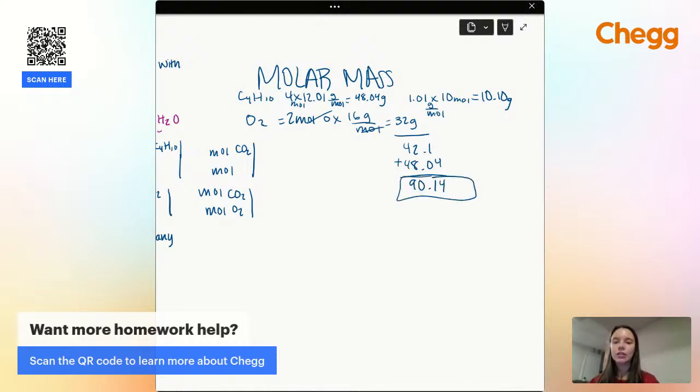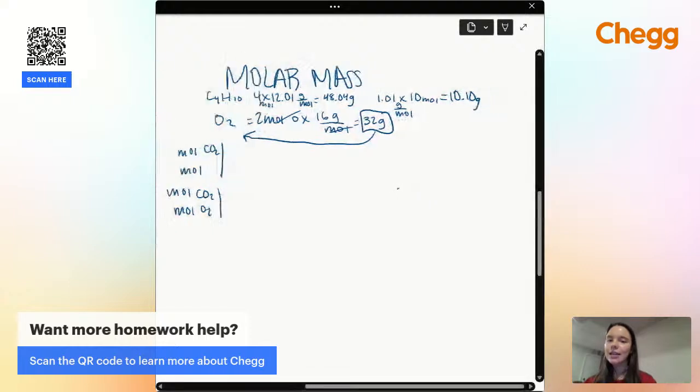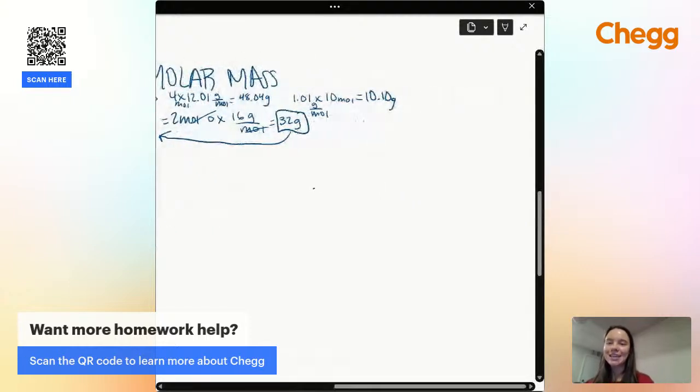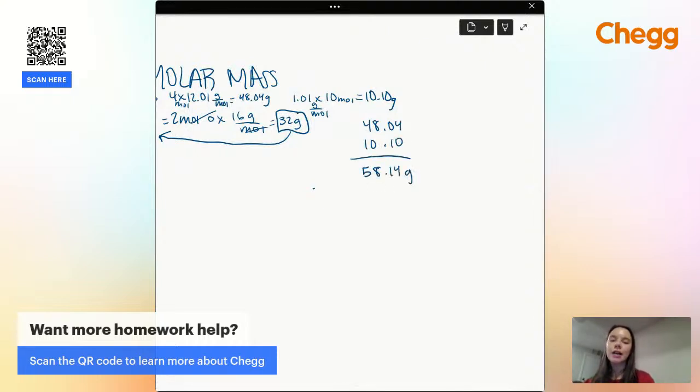That is our... Actually, that was really silly of me. We're not adding all the molar masses together. We just needed to add C4H10s, so the 48.04 and 10.10. Don't add the 32. That would be wrong because the 32 is just for the oxygen. Silly mistakes when I try to talk and work at the same time. So we're going to add 48.04 plus 10.10. So you have 58.14 grams per mole of C4H10.